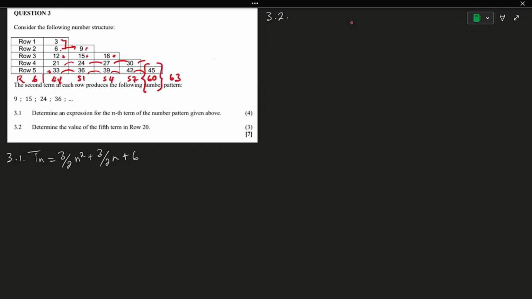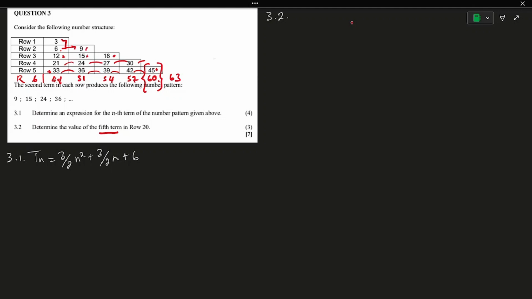We don't care about what is happening to the other side, because all we care about is the fifth term. So the fifth term is 45. The fifth terms are 45 and 60. All we need to do is find the general formula for this pattern that is going to happen here, and then try to find the value in row 20.